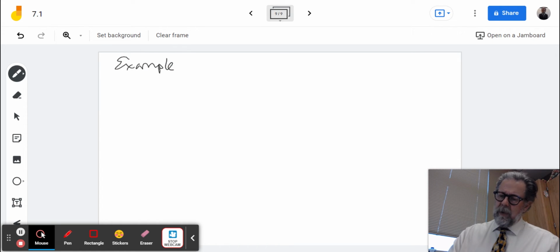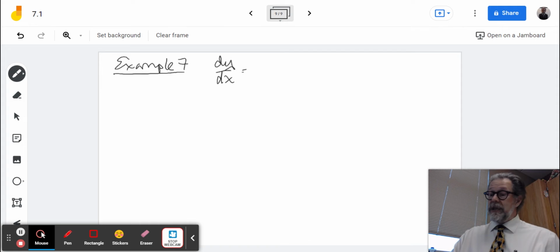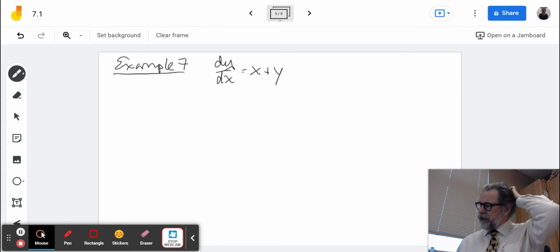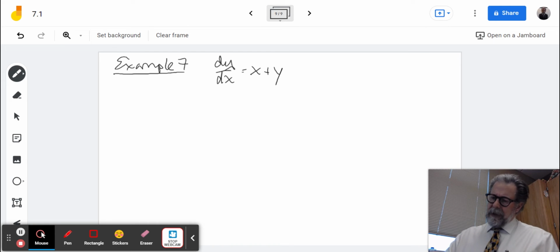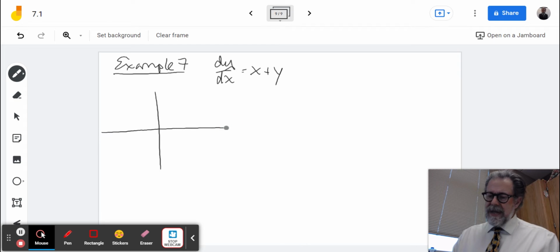a derivative that we don't really know a whole lot about, which is dy dx equals x plus y. And I'll give you an initial condition in a minute or so. But let's start by just talking about x plus y as our derivative. Let's think about what happens when x equals 0.